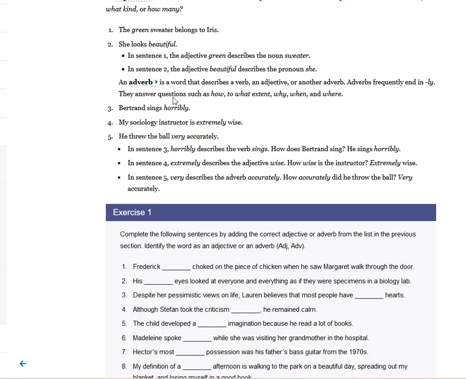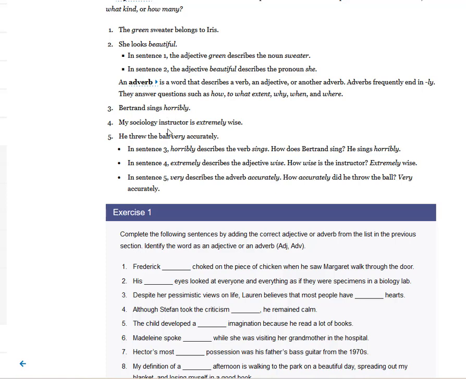An adverb is a word that describes a verb, an adjective, or another adverb. Adverbs frequently end in ly. They answer questions such as how, to what extent, why, when, and where. Bertrand sings horribly. And also any word that ends in ly is an adverb. And so an adverb then modifies the verb. How did Bertrand sing? He sings horribly.